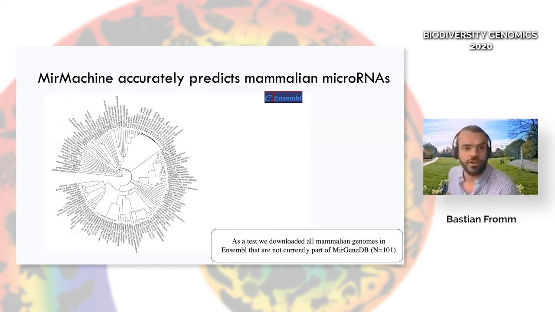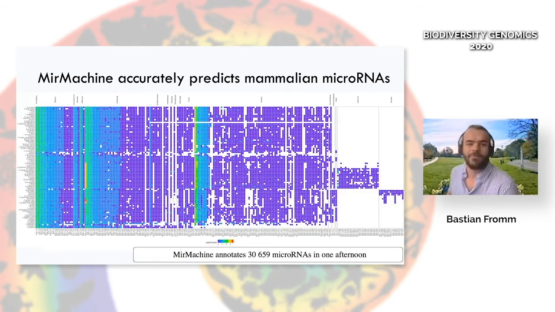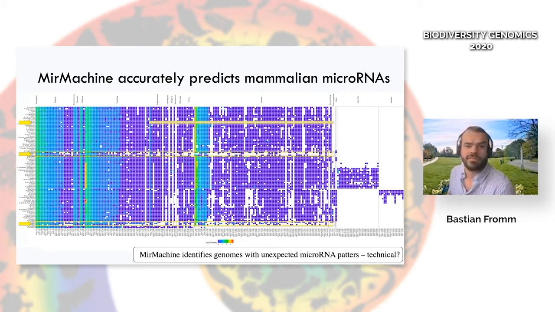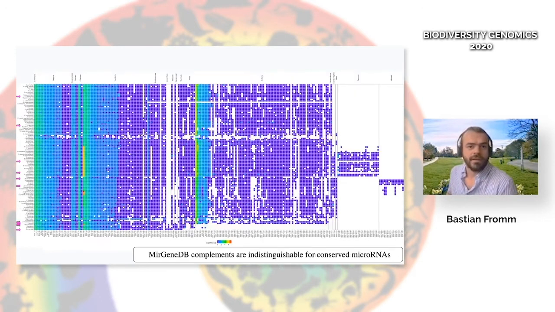those genomes. And we did this right here. We annotated more than 30,000 microRNAs in one afternoon, and you can see they're very consistent across the tree, and we can even predict here in gray false negatives or possible microRNA pseudogenes that can be checked later. And also we see some genomes that are probably incomplete, which would be interesting for Ensembl, I guess. And finally, when we included the MirGeneDB species here, you can see they're literally indistinguishable.